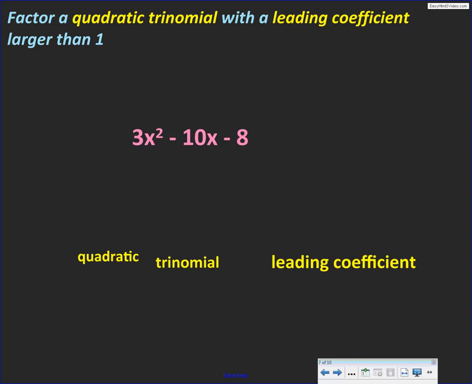Hey guys, this is just a quick video to walk you through factoring a quadratic trinomial with a leading coefficient that is larger than 1. So, let's define those terms really quickly before we get started.